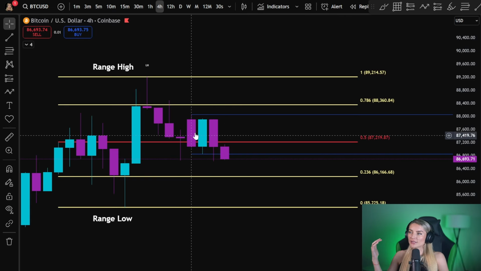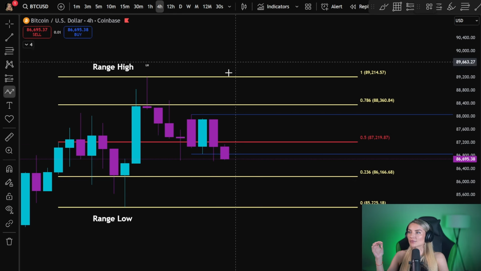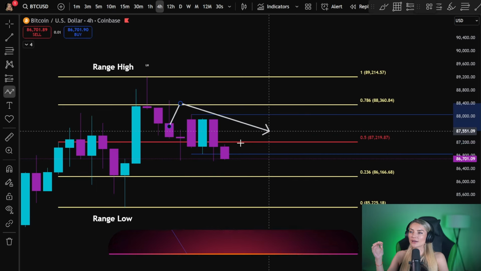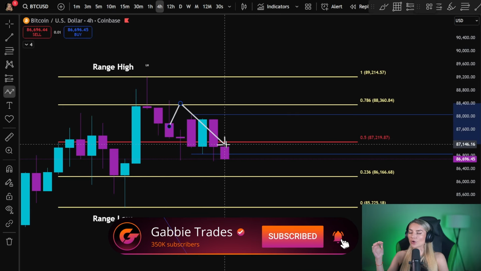So as soon as you've identified the range high and range low, you want to always be shorting from the 0.786, right? So when price taps 0.786, you want to be short, and you want to be taking first take profit at the mean of this range. So that's going to be at around the 0.5.